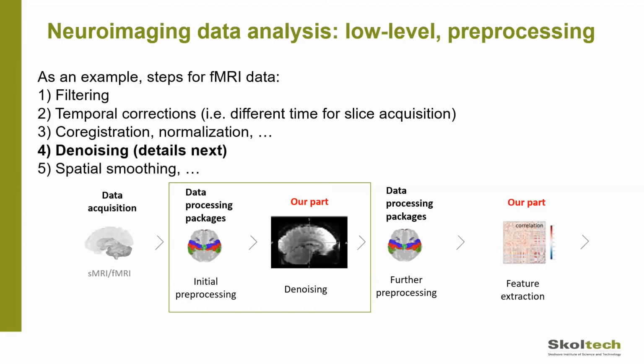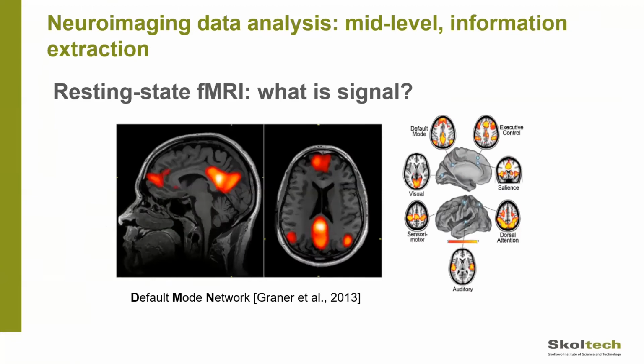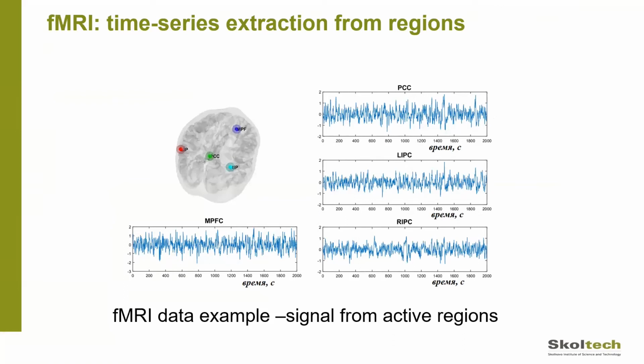First of all, denoising. Denoising is quite important because this is so-called low-level preprocessing. This is the first step when you obtain the data from your imaging device. The second thing is what kind of information we actually get from your imaging data. As I already told, in case of neuroimaging data, the data can be represented as a set of time series. Each time series characterizes the activity of specific points, of a specific region in the brain. And so fMRI data is a kind of set of multidimensional time series.